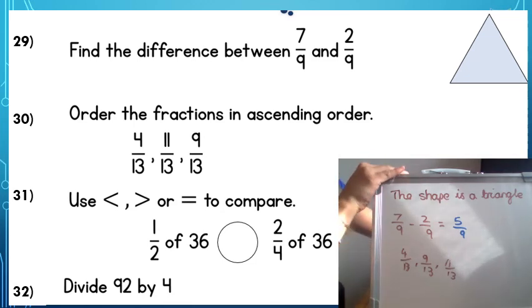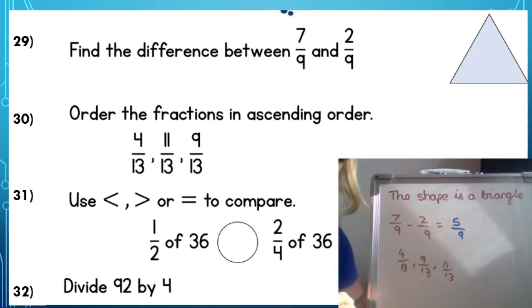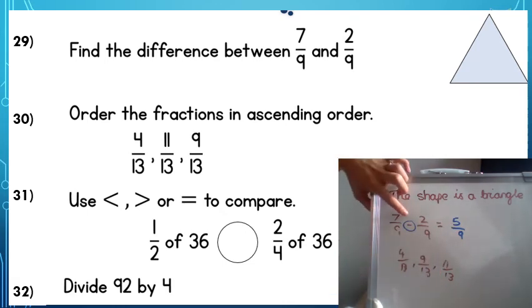Okay, so you should have said that the shape is a 2D shape. It is a triangle. You could have actually said it's an equilateral triangle because all the lengths are the same length. Then if you're finding the difference, we're taking away. Now if my denominators stay the same, 9 and 9, my answer is going to end in a 9. And then I can just do 7, take away 2 is 5 ninths.